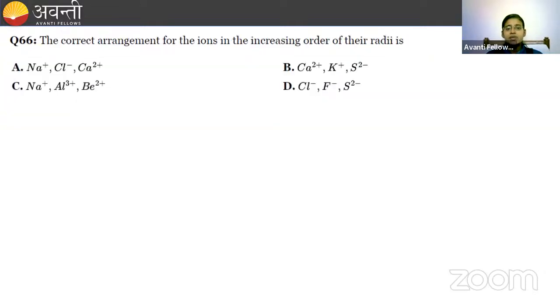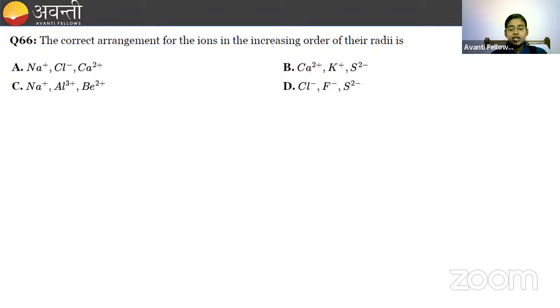The correct arrangement of the ions in the increasing order of their radii is. So we have ions: sodium ion, Cl minus ion, and calcium 2 plus ion in option A. Then we have calcium 2 plus, potassium plus, and S2 minus in option B. Likewise, we have beryllium 2 plus, sodium plus, and aluminium 3 plus in option C, and F minus in option D. So what we have to do? We have to find out the correct increasing order of their size.